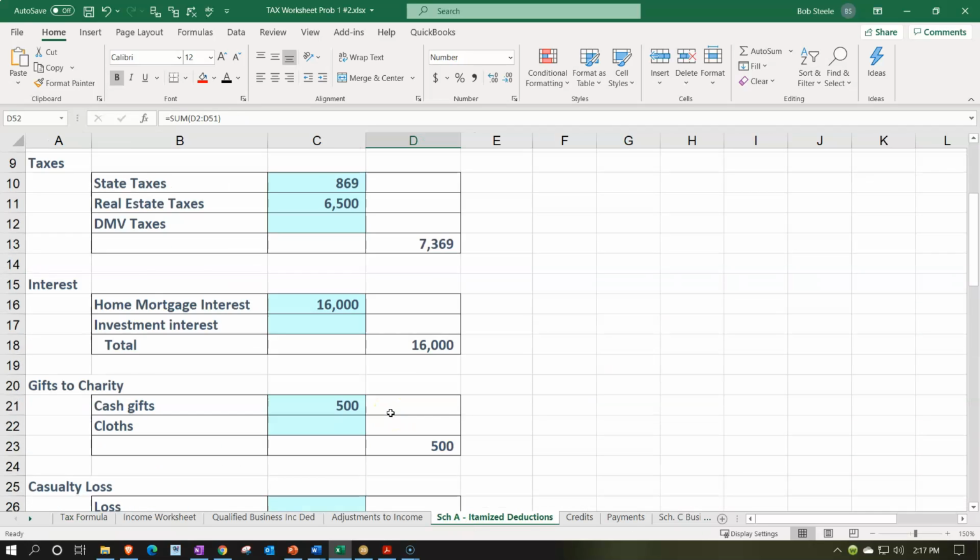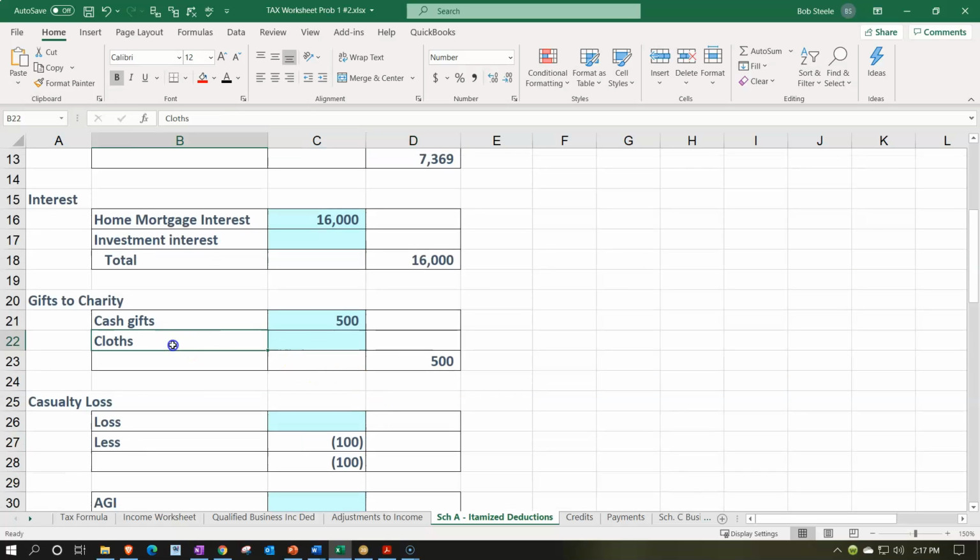So Schedule A, we're going to go down to the contributions, and then I put clothes here, but I could say non-cash items. And then I'm just going to put in here what we believe the value is to be. I'm not going to put all the other information that you might need on the tax return, which would be what was the organization, when was it contributed, and that you might want to put that information into here.